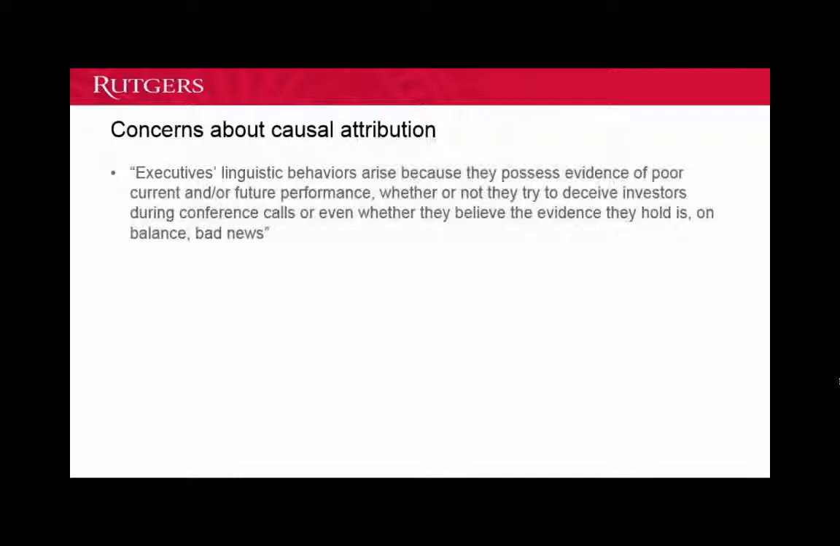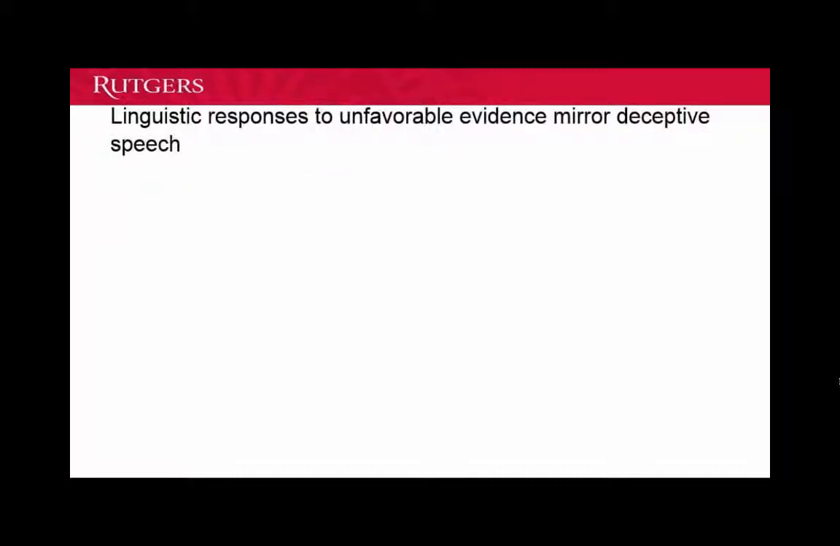Okay, so Bloomfield also says that maybe it's not deception at all that's being detected in this paper. This is from Bloomfield: executives' linguistic behaviors arise because they possess evidence of poor current and/or future performance, whether or not they try to deceive investors during conference calls, or even whether they believe the evidence they hold is on balance bad news. So I think what Bloomfield's saying here is that just bad news can cause executives to change their language patterns.